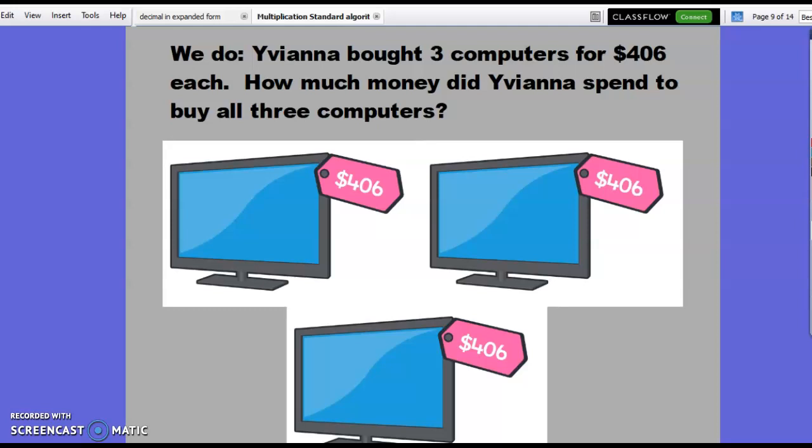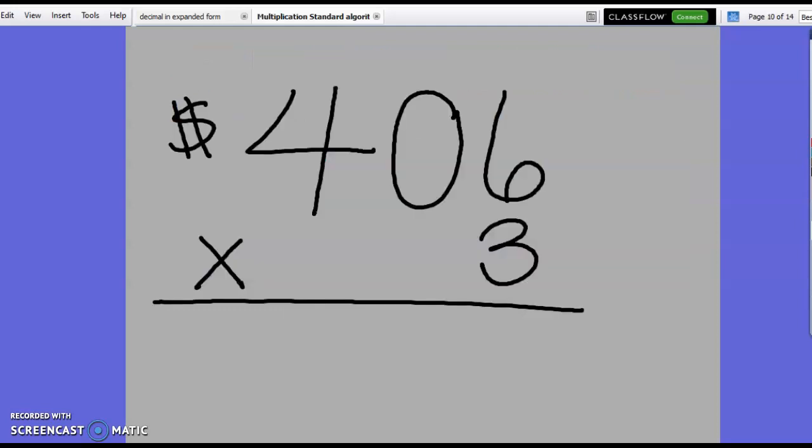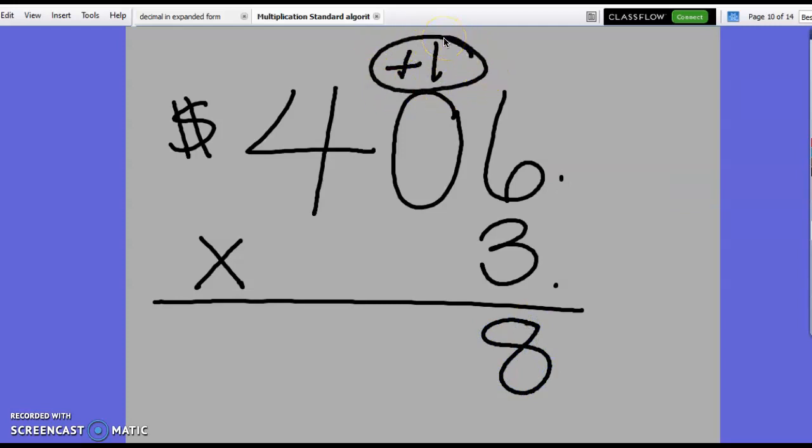Now we've done the area model. Now we're switching over to our standard algorithm. This is much quicker and you end up with the same answers. So you should have come up with the equation $406 times 3. And remember, we start in our ones place, we work from right to left. So 6 times 3 is 18. So your 8 goes down below and your plus 1 goes up top, plus 1.